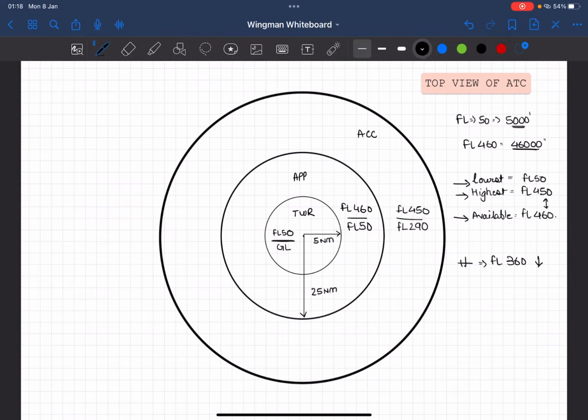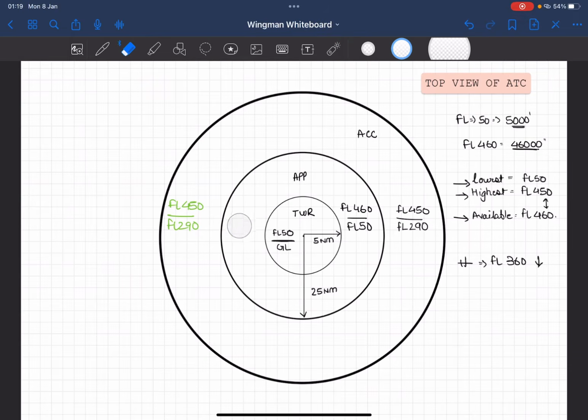Like we saw in a previous example, what was it initially? Let me write the initial values in green. Initially it looked like flight level 50 to flight level 290, and flight level 290 to flight level 450. So if you notice here, in our ideal conditions, the upper limit of tower is the lower limit of approach, and the upper limit of approach is the lower limit of area control. This is the standard way of functioning. This is what we saw.